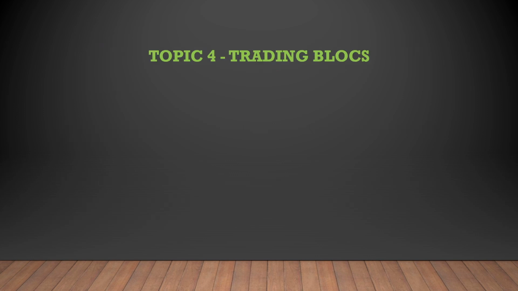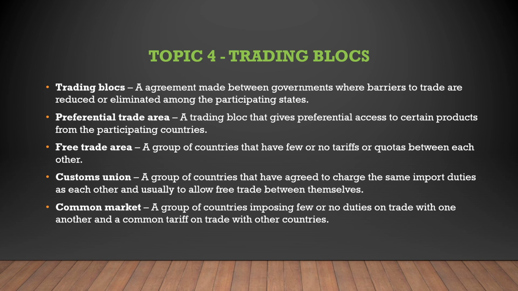Topic 4, trading blocs. Trading blocs, an agreement made between governments where barriers to trade are reduced or eliminated among the participating states. Preferential trade area, a trading bloc that gives preferential access to certain products from the participating countries. A free trade area, a group of countries that have few or no tariffs or quotas between each other.